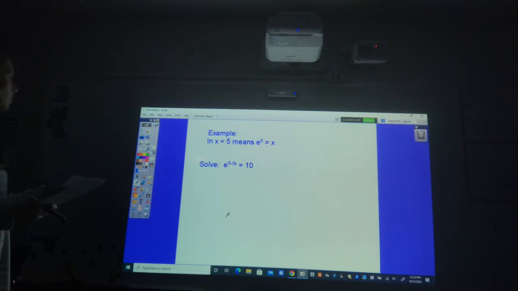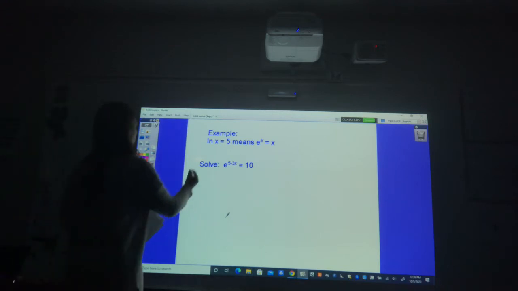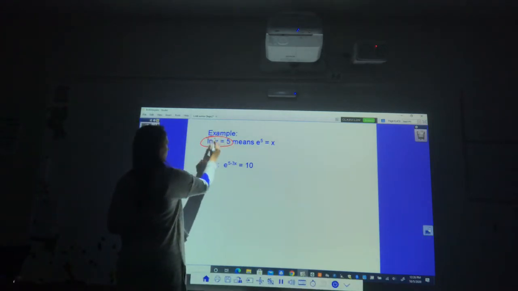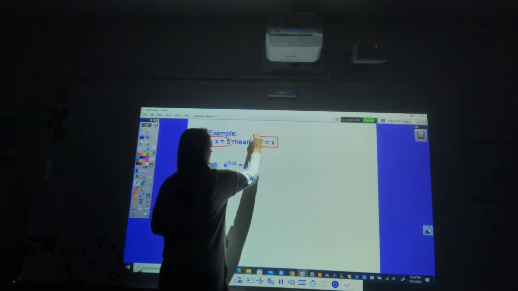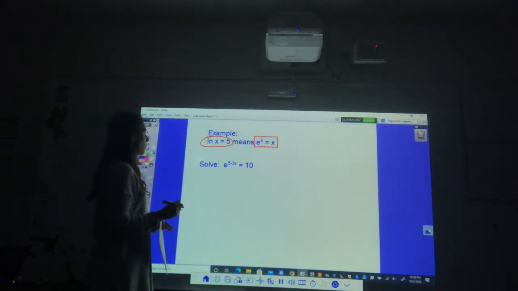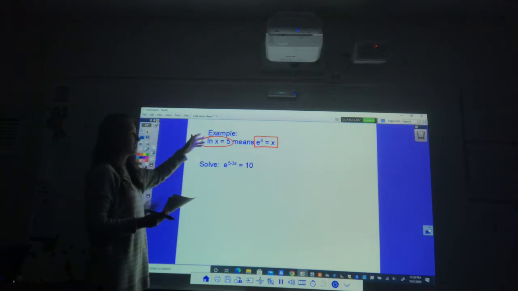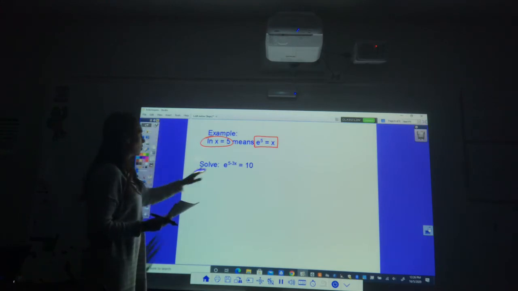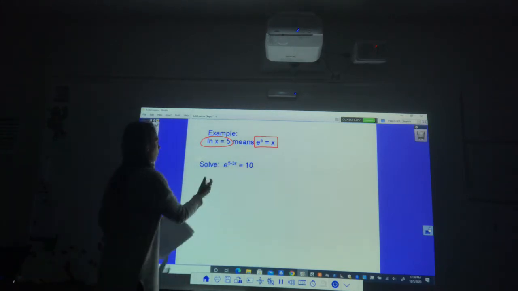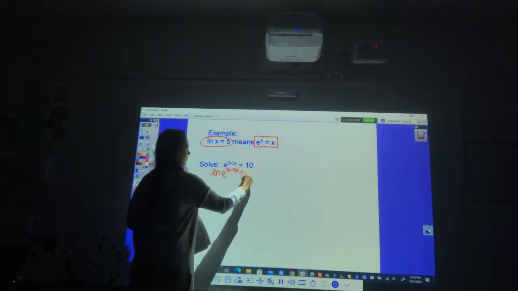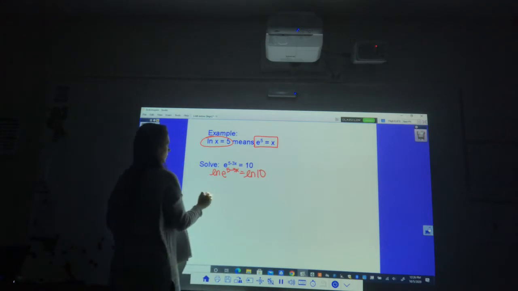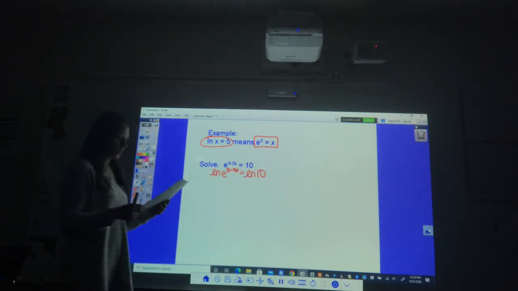Okay, so now let's do an actual example. If we know natural log of x equals 5, let's think of what that means in rewriting. Natural log of x equals 5 means e to the 5th equals x. You can rewrite that. Remember, natural log and e kind of go hand in hand. So we can solve this question if you take the natural log of each side, like this. Whatever you do to one side, you do to the other when you solve an equation.